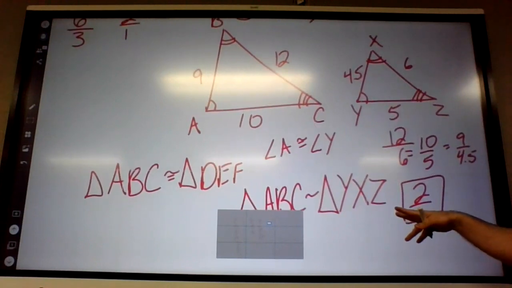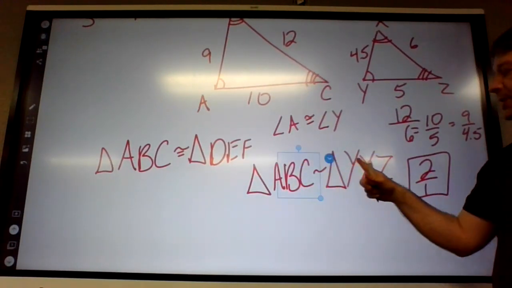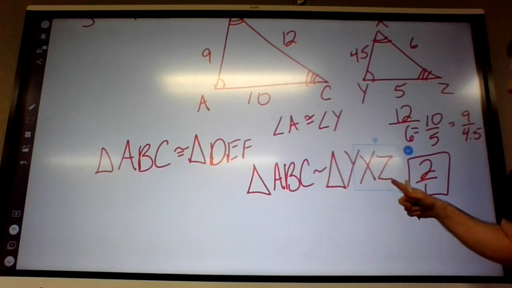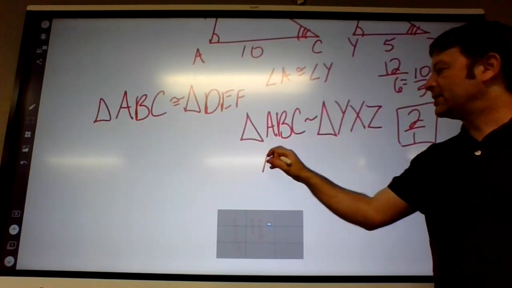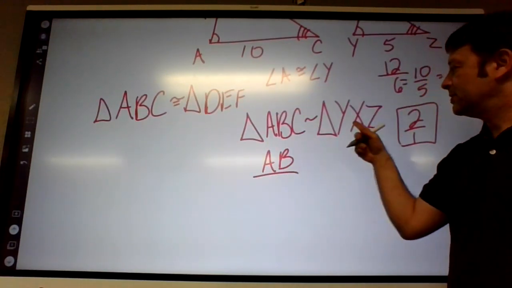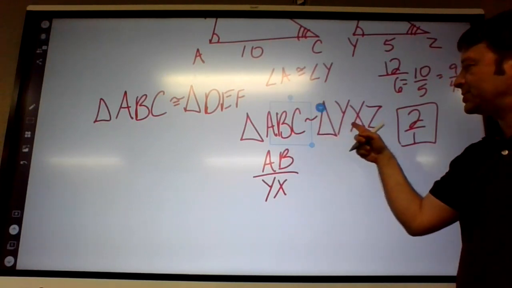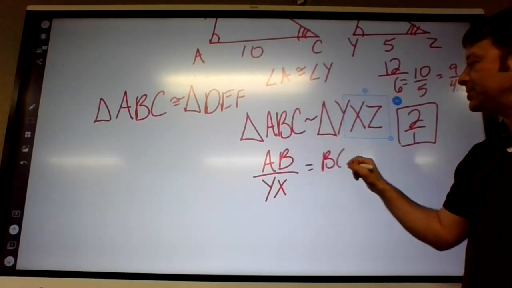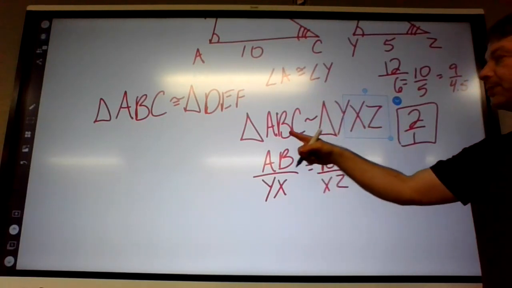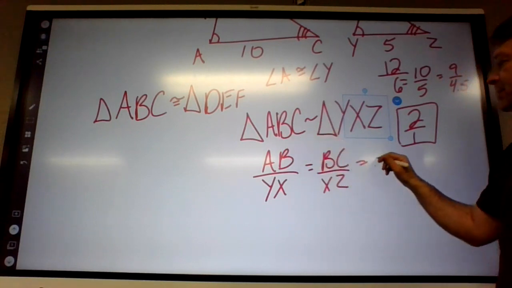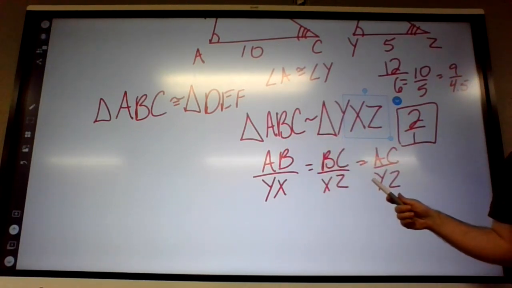Just looking at this, I know that angle A is congruent to angle Y, angle B is congruent to angle X, and angle C is congruent to angle Z. But I also know that side AB and side YX are not the same, but the ratio of those two sides should equal the ratio of BC over XZ, which should equal the ratio of AC over YZ. You guys see where I got that?